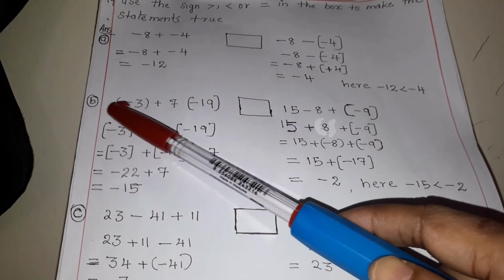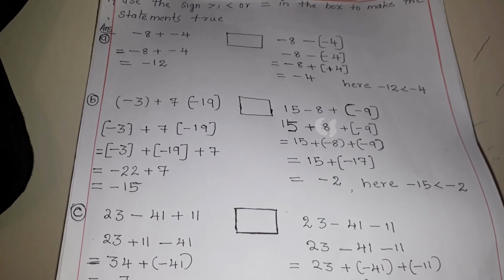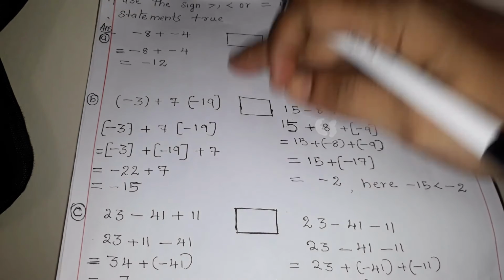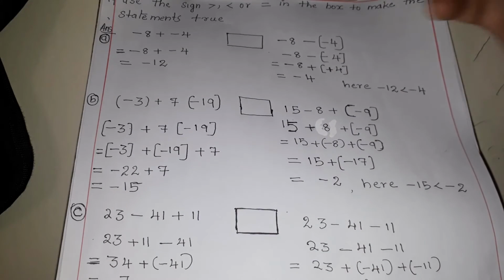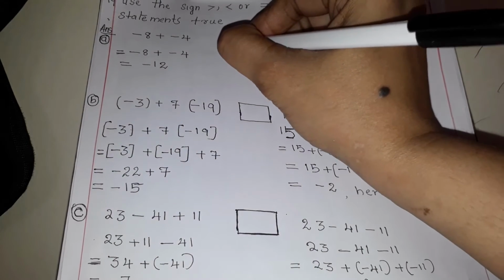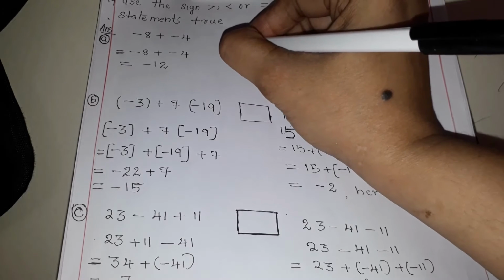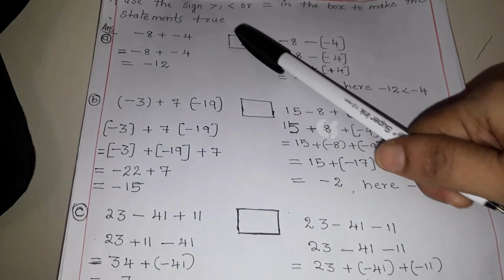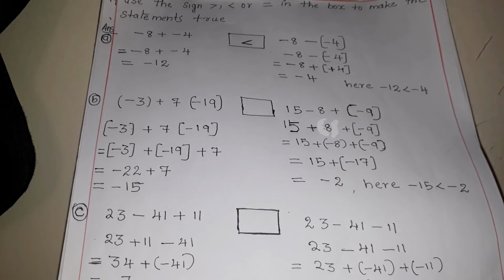Okay, next problem. So we have to fill here, isn't it? So how will you fill? What is the sign here? Minus 12 is less than minus 4. So we can fill like this. Like this we can fill. Okay. Then next one B.